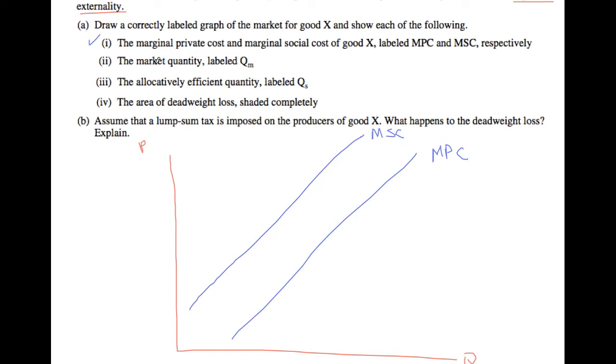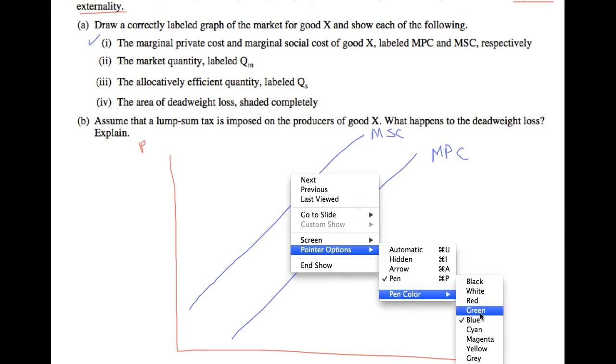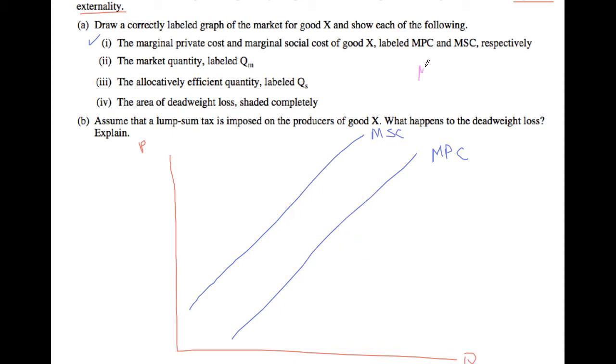In this case, we need to figure out what the market quantity QM is, as well as the later parts, which are asking us for the efficient quantity as well as the area of deadweight loss. So what we need to think about is the marginal social benefit as well as the marginal private benefit. In this case, we know that the marginal social benefit is going to actually equal the marginal private benefit, which is also going to be equal to the demand.